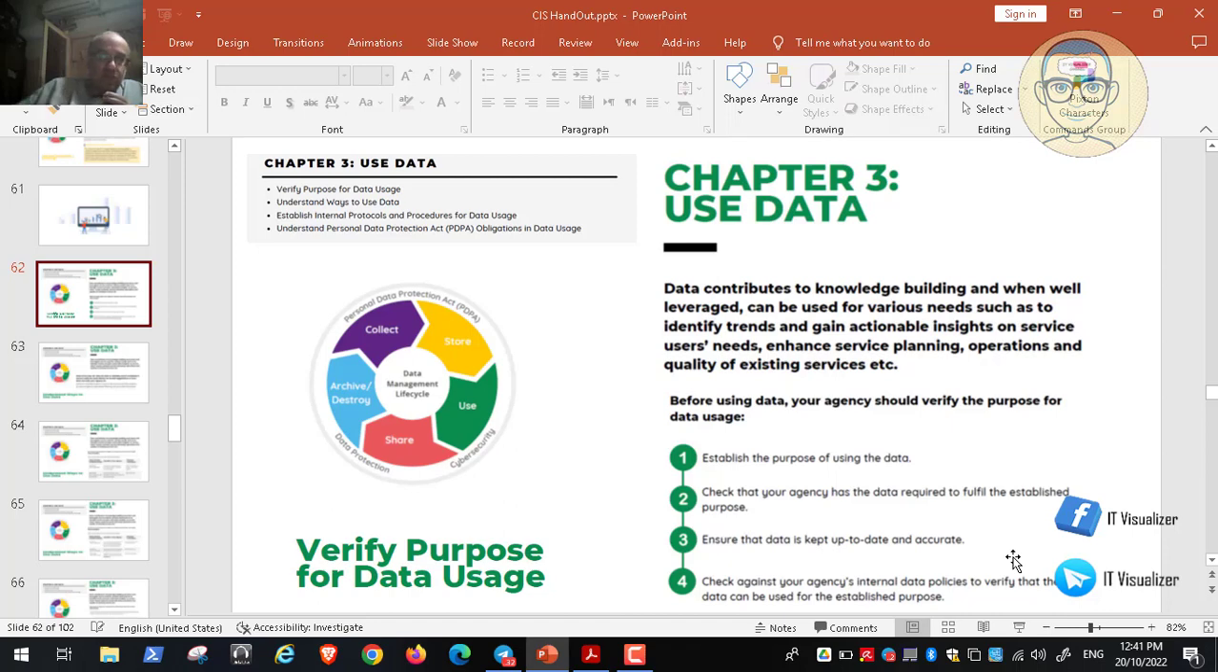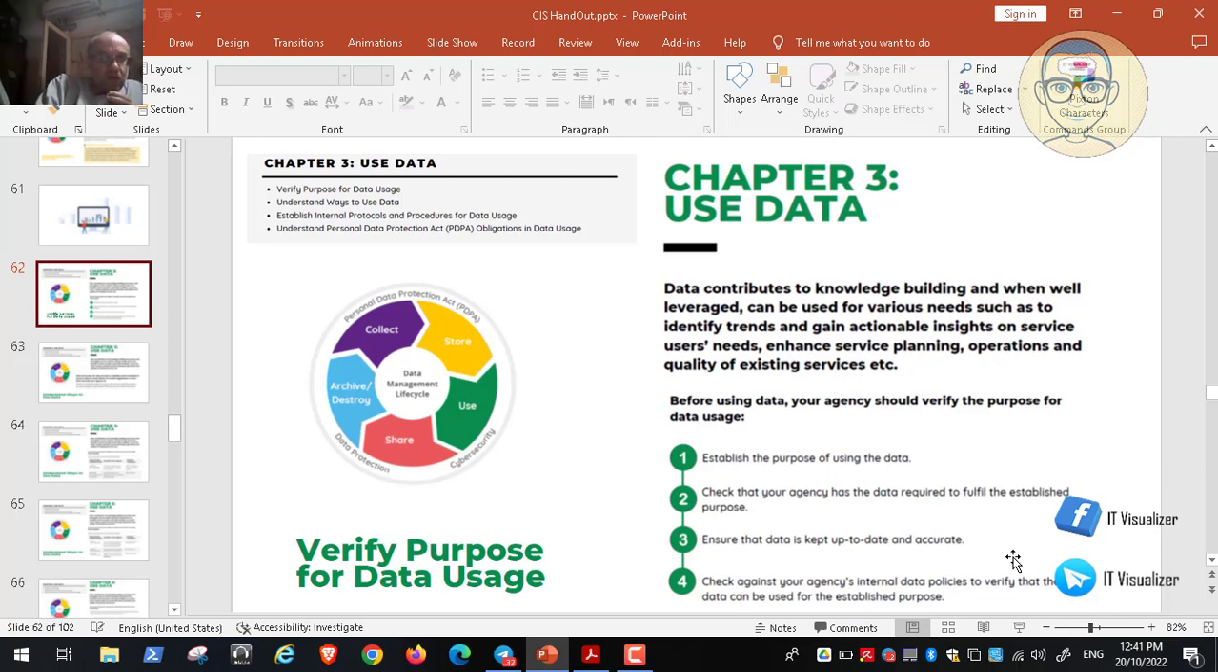Check against your agency's internal data policy to verify that the data can be used for the established purpose. For example, there is some kind of data that could not be used in production. Maybe you have sensitive data, not personal data, maybe some financial data. It could not be used between all departments; it should only be used by the finance department. So this is a data usage policy. Not all of the data can be used. Some types of data can be used only in certain departments, so this should be established and published in internal protocols for using data.